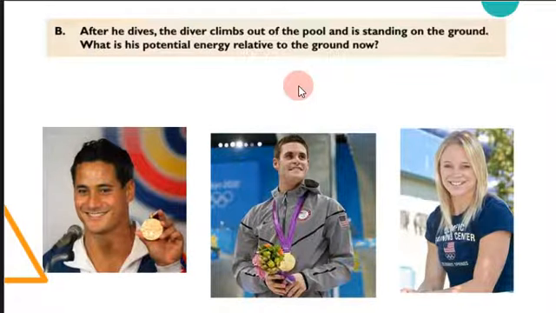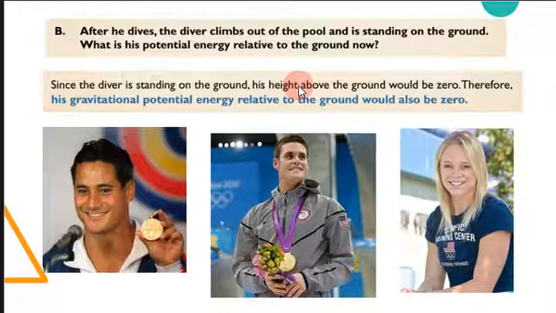All right. So since the diver is standing on the ground, his height above the ground would be 0. Therefore, his gravitational potential energy relative to the ground would also be 0. Standing, I'm already on the ground. Nothing's pulling me down. Question? It would just be 0.